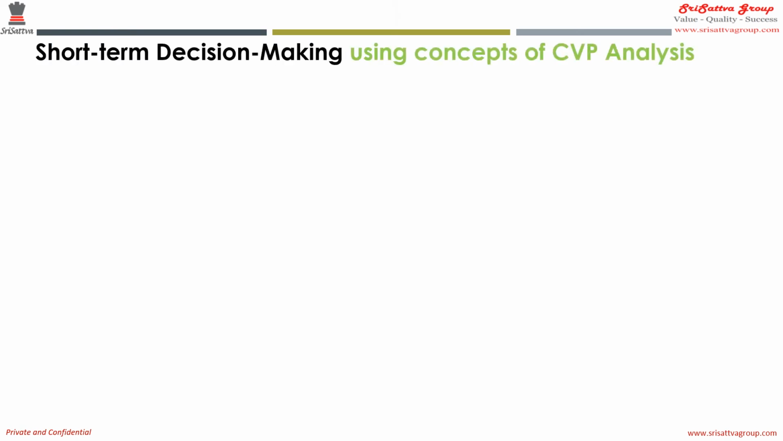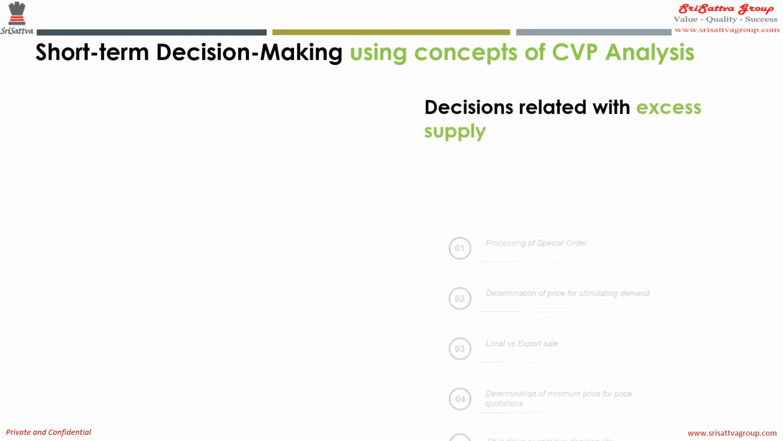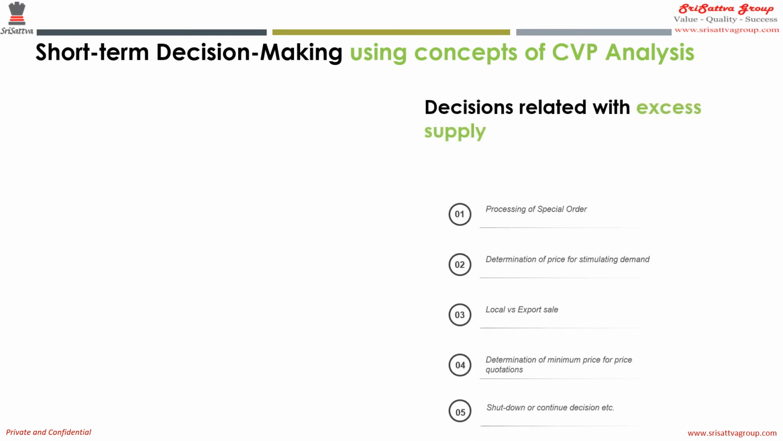Short-term decision-making using concepts of CVP analysis. Decisions related with excess supply, such as a. Processing of special order. b. Determination of price for stimulating demand. c. Local versus export sale. d. Determination of minimum price for price quotations. e. Shutdown or continue decision, etc.